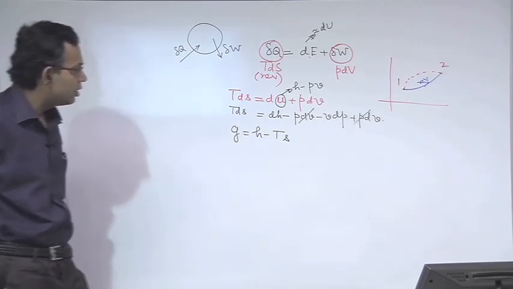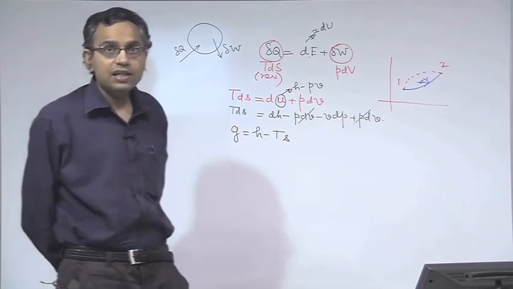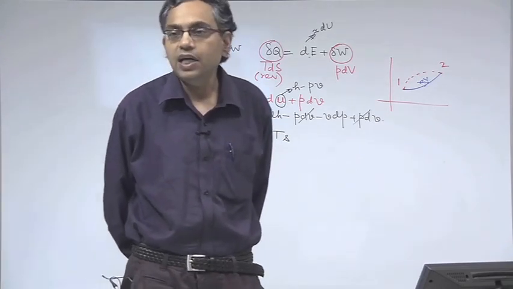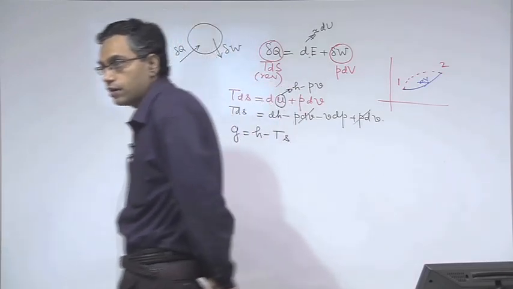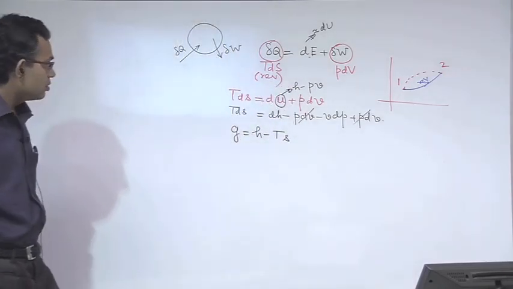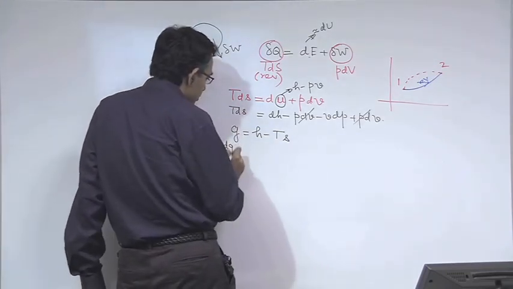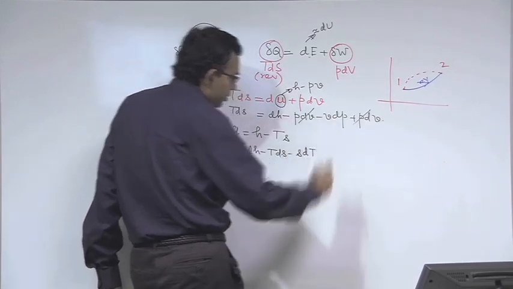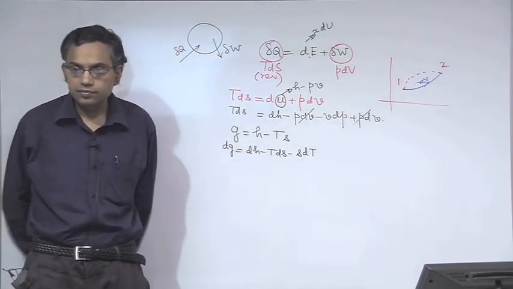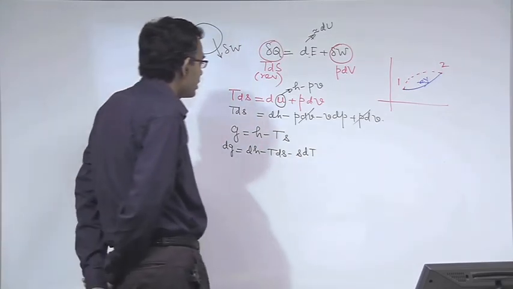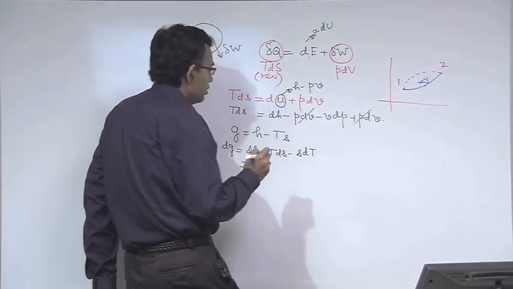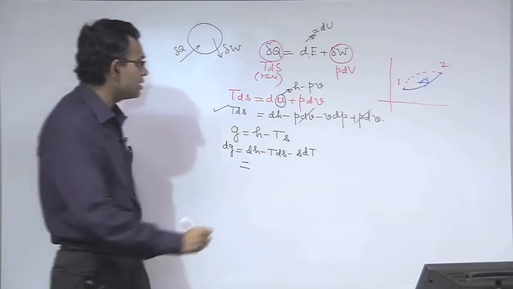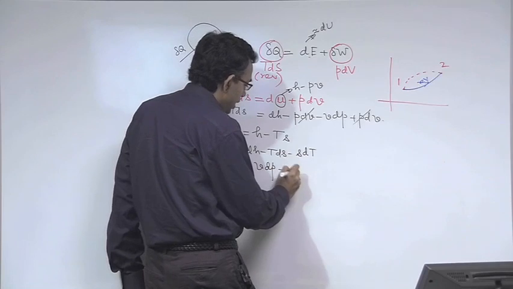Okay. So G is defined as H minus TS. This is called free energy, that is, the so-called energy that is freely available for a chemical change to take place. So you can write dG is equal to dH minus TdS minus SdT. dH minus TdS is what? VdP, right? From this equation, dH minus TdS is equal to VdP. So this is VdP minus SdT.